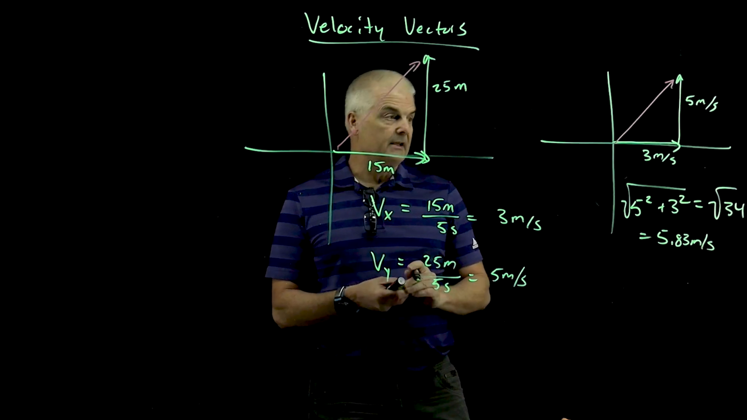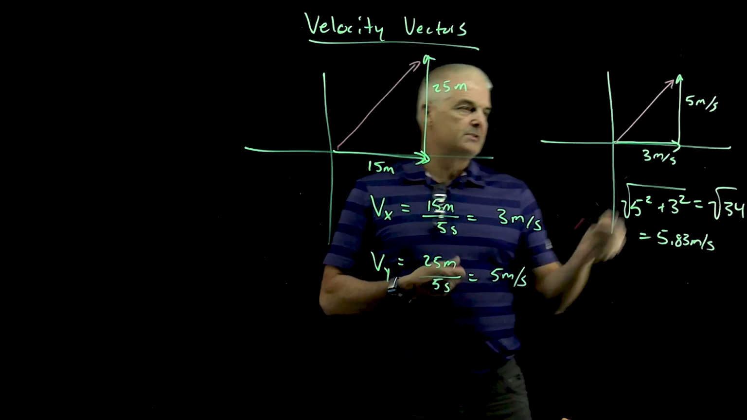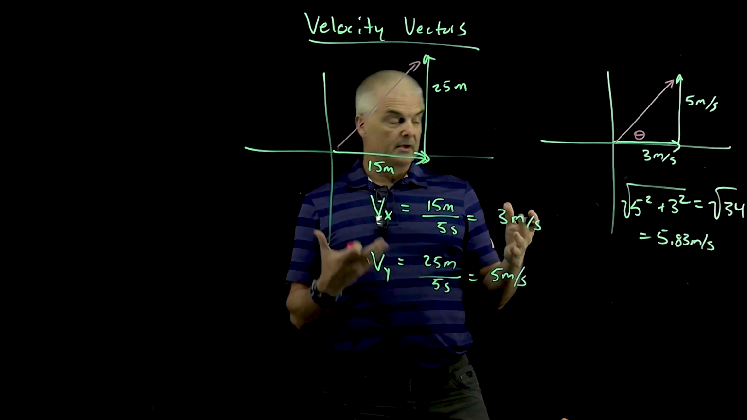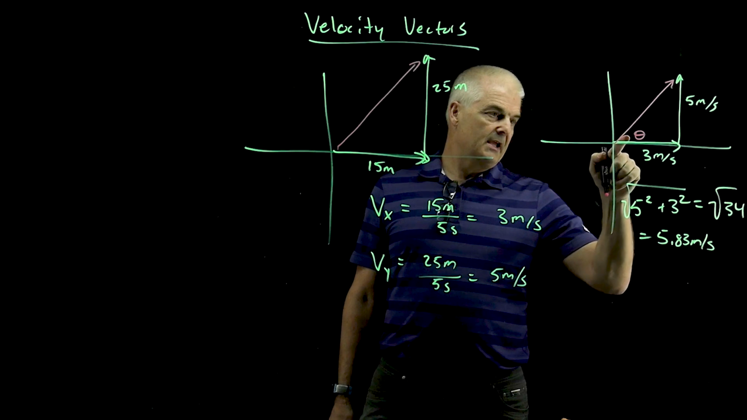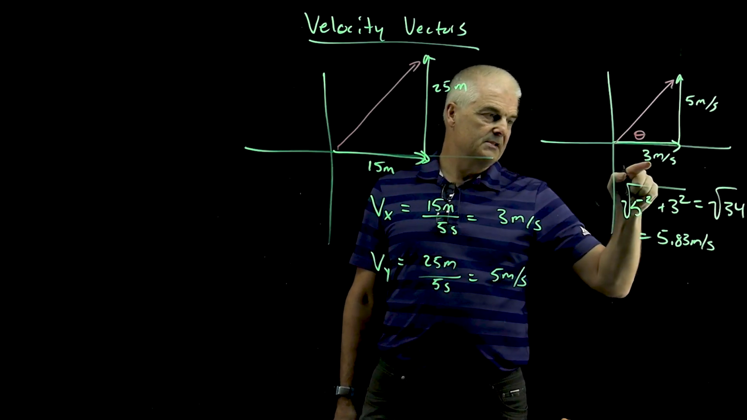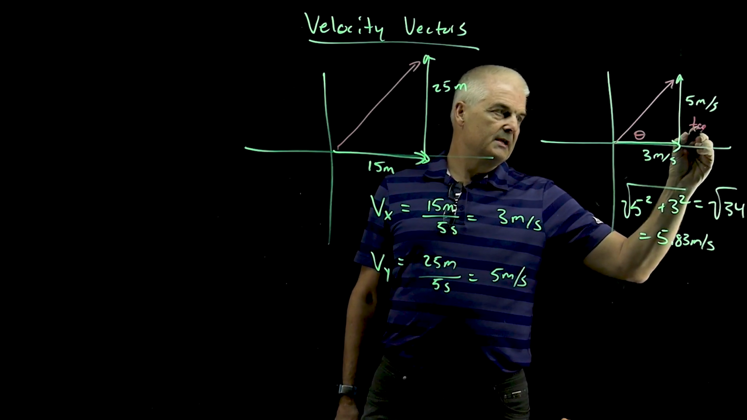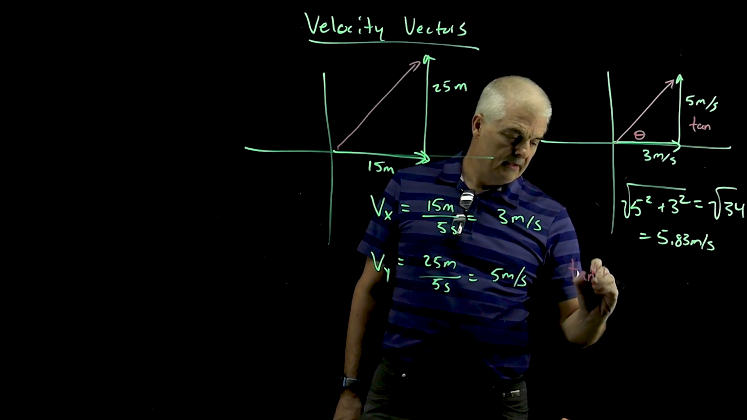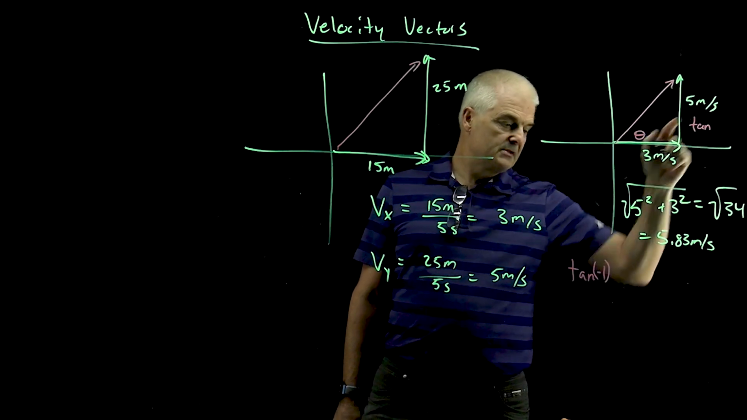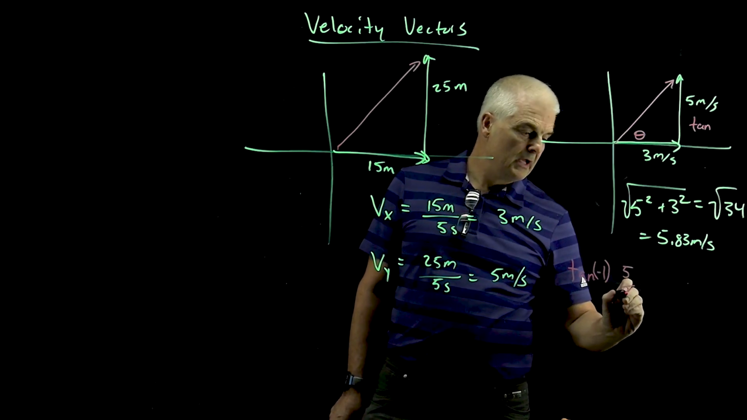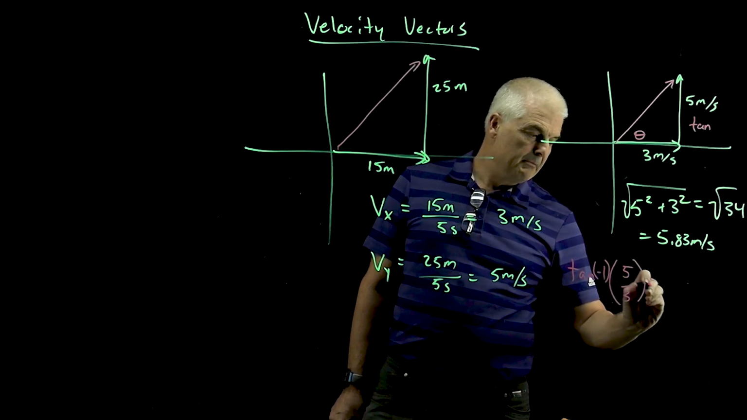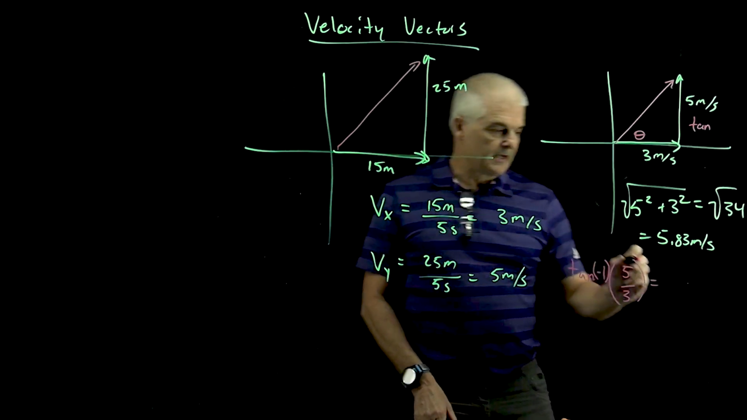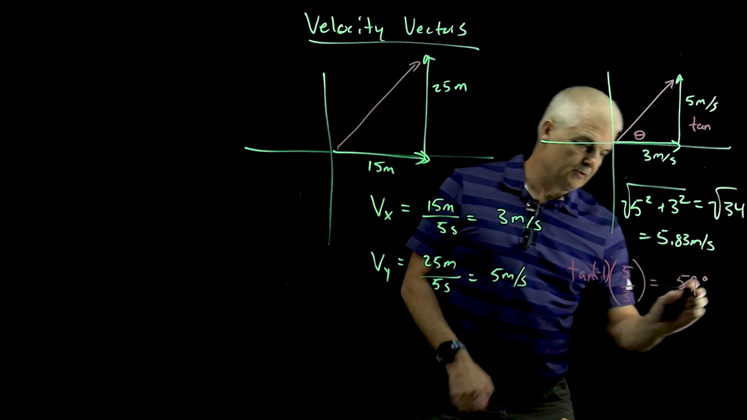How do I calculate the angle? This is the angle right here that we want to calculate. So now we have to use some trigonometry. This is the angle, this is the opposite, and this is the adjacent. So I'm going to use tangent. You'll say tan inverse on your calculator of the opposite over the adjacent, 5 over 3. Again, make sure your calculator is set to degrees and not radians. And this comes out to 59 degrees.